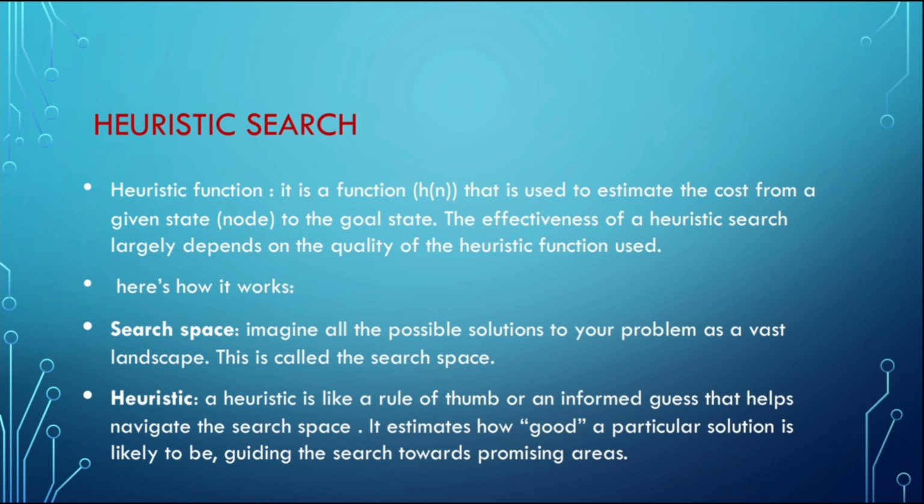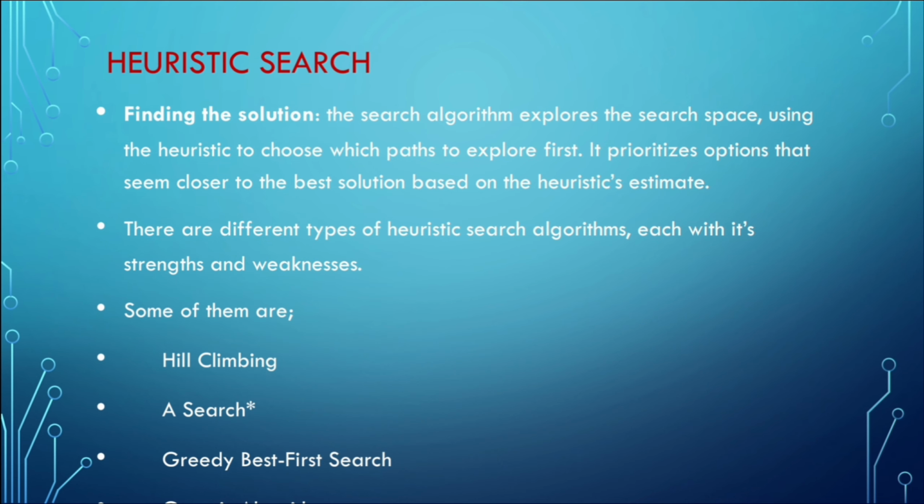Search space. Imagine all the possible solutions to your problem as a vast landscape. This is called the search space. Heuristics. A heuristic is like a rule of thumb or an informed guess that helps navigate the search space. It estimates how good a particular solution is likely to be, guiding the search towards the promising area. Finding the solutions. The search algorithm explores the search space using the heuristics to choose which path to explore first. It prioritizes options that seem closer to the best solution based on the heuristic's estimate.